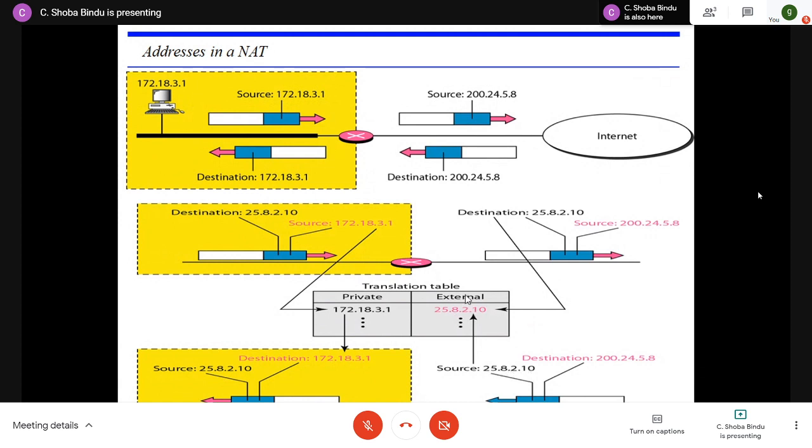Then it looks into the translation table for the corresponding source. The request came from this particular node here, so it gets a mapping. The response is coming with this as the source, and it looks into this table for this external address. Then it gets the corresponding internal address and forwards the packet to this particular node with that as the destination address. This is how you make use of network address translation to overcome the problem of address depletion.